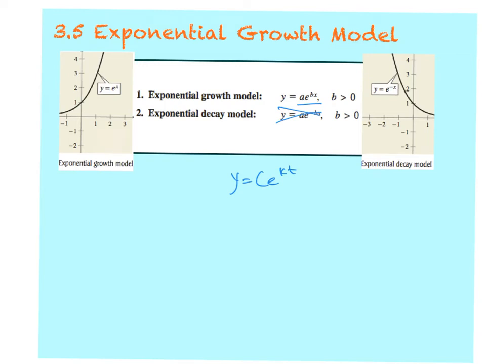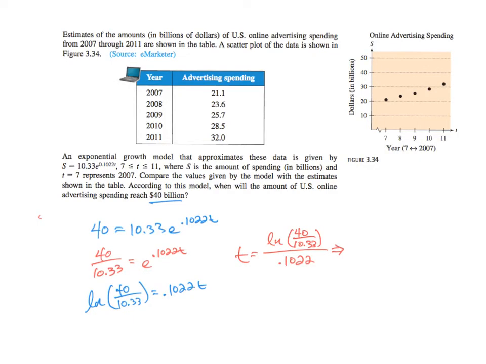3.5 exponential growth, y equals ae to the bx. Sometimes we're going to use y equals c e to the kt. This is the same thing. Then we need to see when it reaches 40 billion, so we're going to set it equal to 40 billion. And then we do some math, and we type that into a handy dandy calculator.